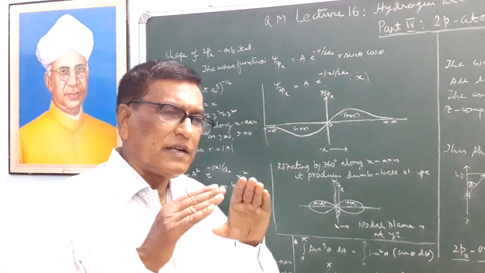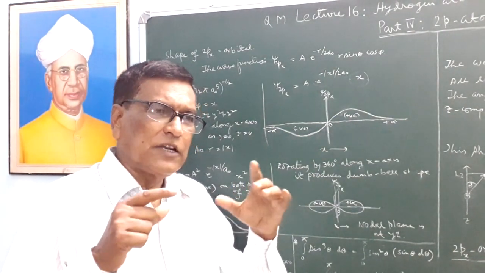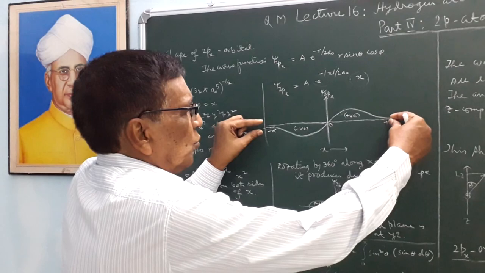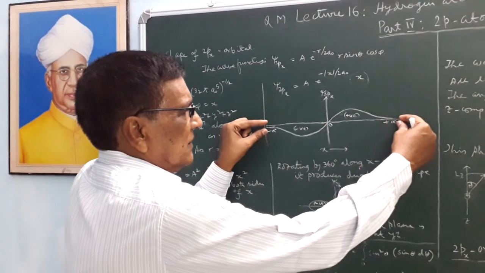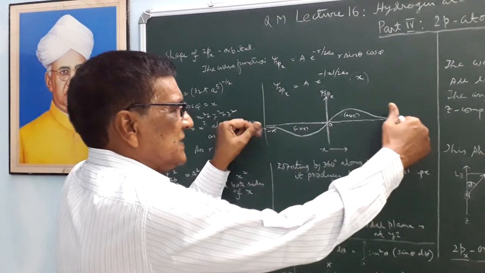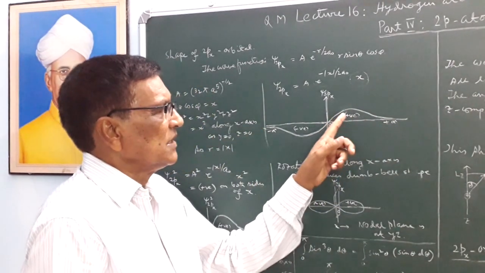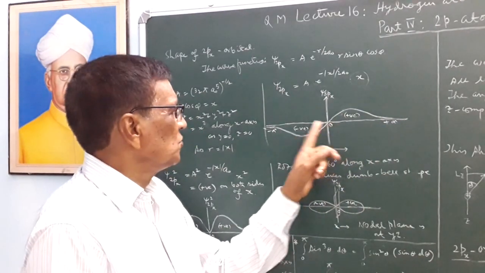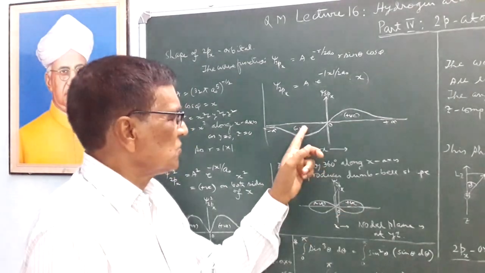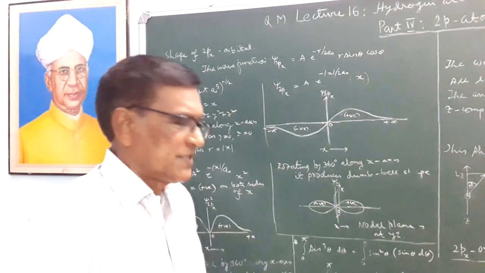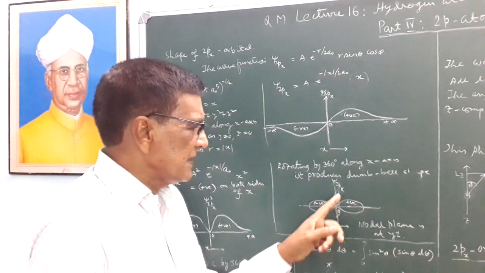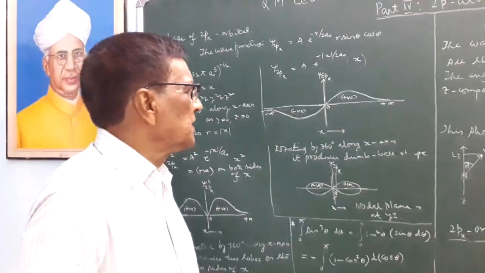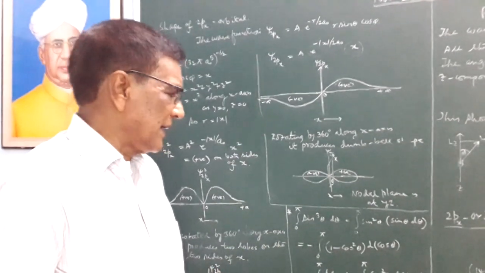If we would like to have a concrete shape of this 2px orbital, then we can rotate it by 360 degrees along this x-axis. Then we shall get one lobe from 0 to plus infinity and another lobe from 0 to minus infinity. This lobe is positive and this lobe is negative, and it becomes a dumbbell shape. The nodal plane is the yz plane for this 2px orbital.